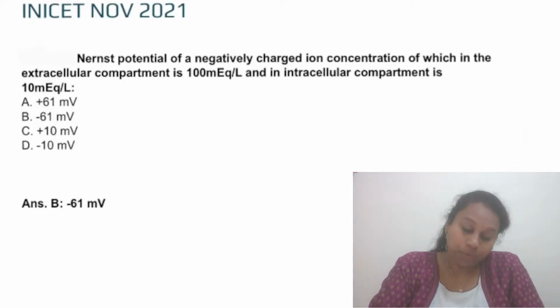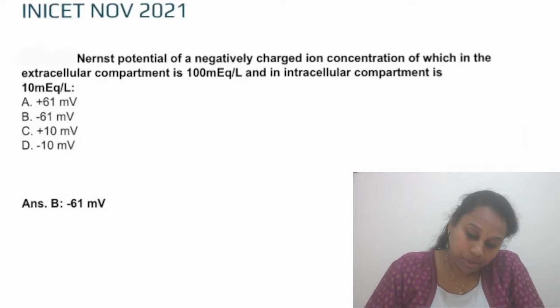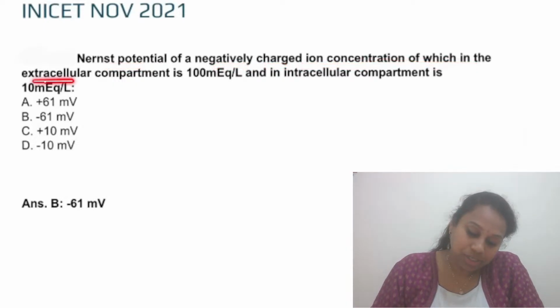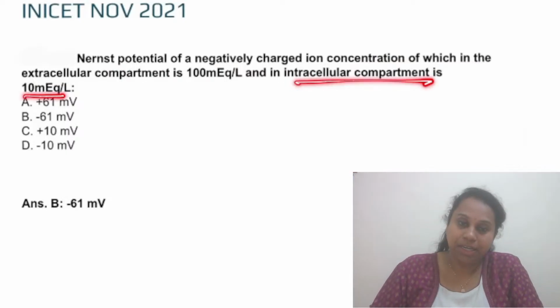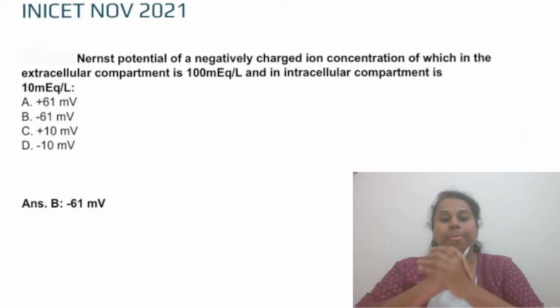Next, there was a 2021 repeat question on a complicated problem based on this action potential. Nernst potential of a negatively charged ion, the concentration of which in the extracellular compartment is 100 and in the intracellular compartment is 10. So the question is about Nernst potential. Quickly let's discuss what Nernst potential is.